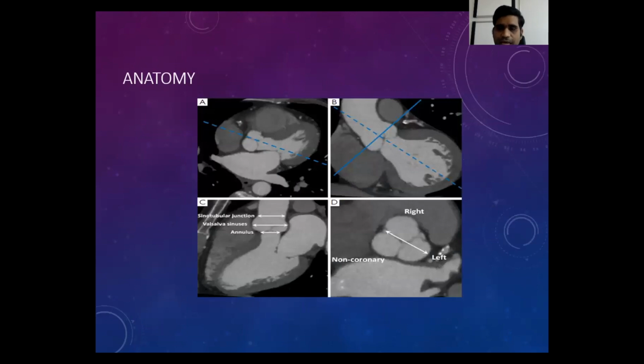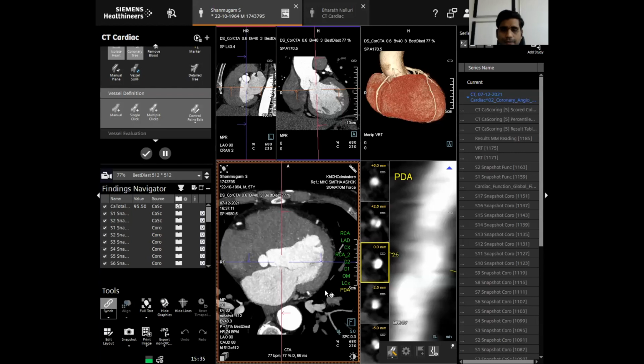In this talk, I will be presenting mainly in workstation software so that you can understand the anatomy in real time. Before going to the coronary artery anatomy, I will discuss about anatomy of cardiac chambers and other related structures.